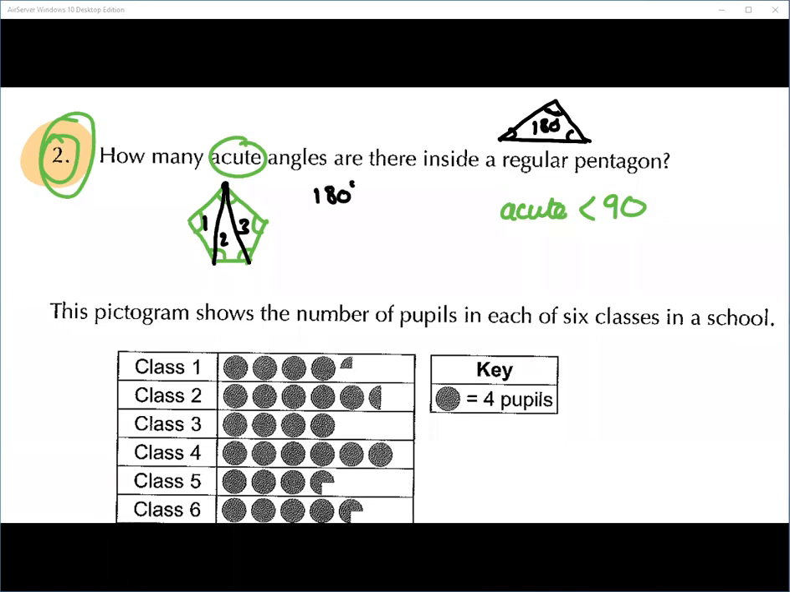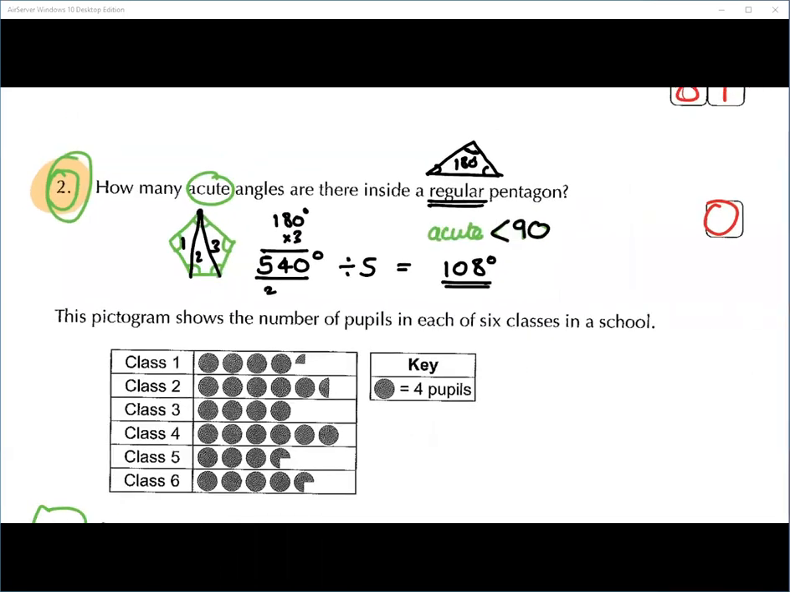So how much is that altogether then? 3 times 180 equals 540. So all the angles inside add up to 540. Now remember we have to divide that by 5, because there are 5 equal angles in a regular pentagon. So what's 540 divided by 5? 108. And is 108 less than 90? No. So that's why the answer is no. There are no acute angles. They are all obtuse angles. So that's why it's 0.